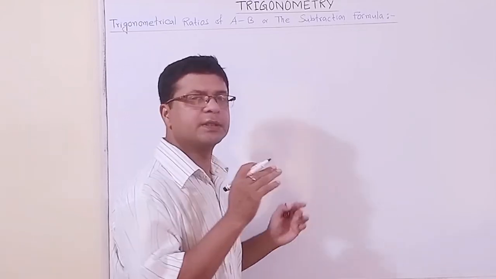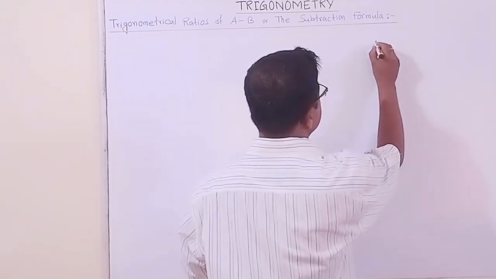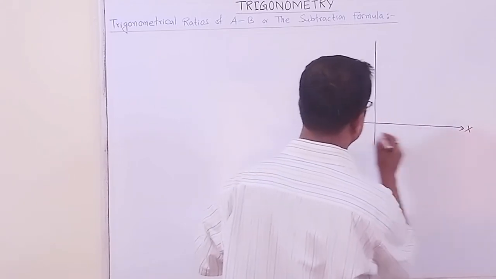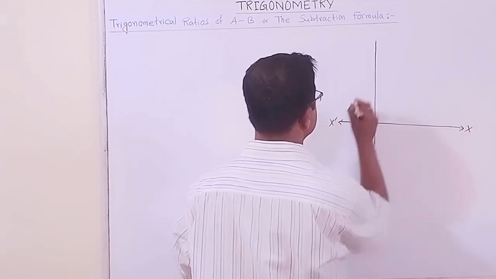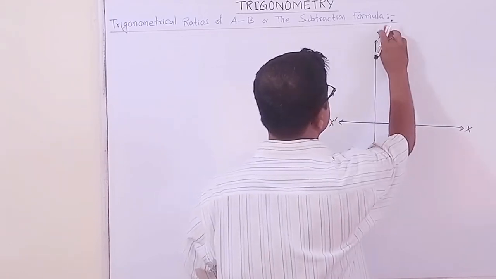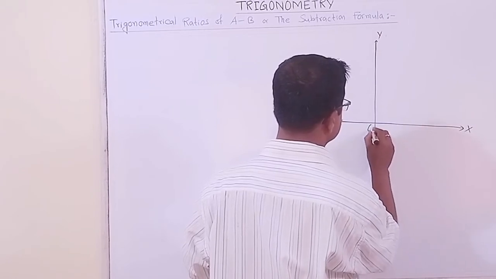Okay, at first let us draw the figure. For this, again, for the sake of simplicity, let us draw the figure in the first quadrant only. This is the x-axis and this is the y-axis. This is y and this is y dash, and this is the origin.